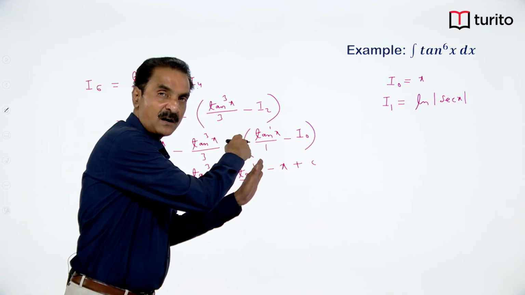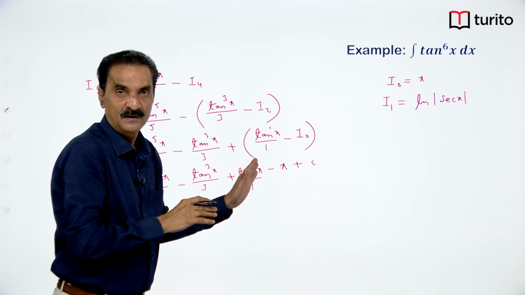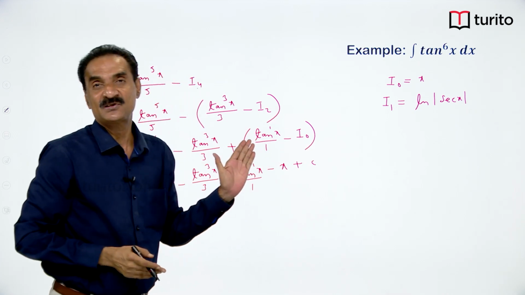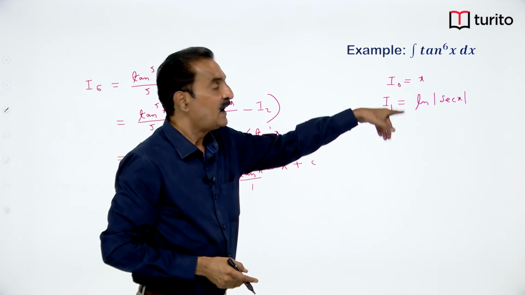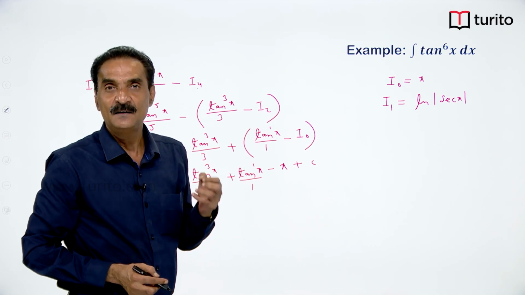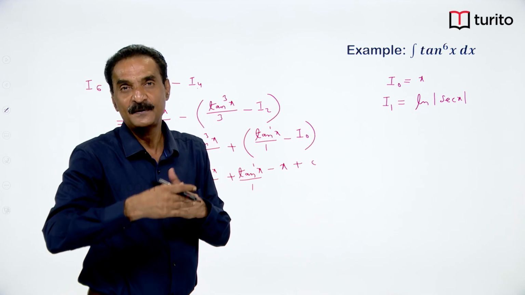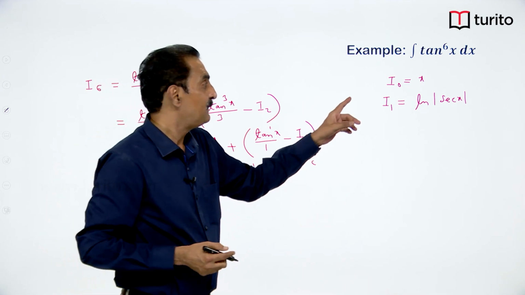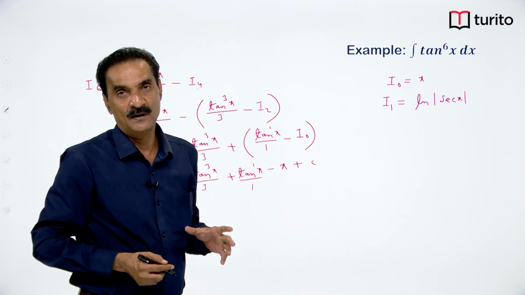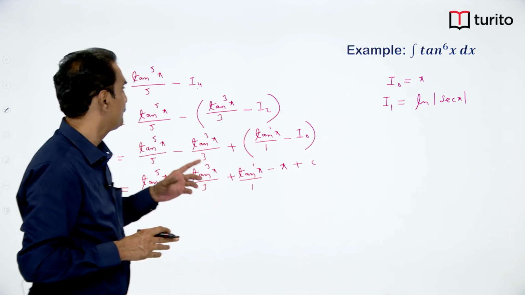Now, we cannot reduce the power anymore. Then the next term will be the last term. Last term will be either I0 or I1. It depends on n. If n is even, last term will be I0 if you reduce the value of n by 2 in every step. If n is odd, last term will be I1. So, you will be able to write the answer directly in one step.